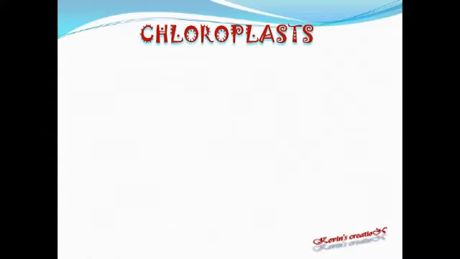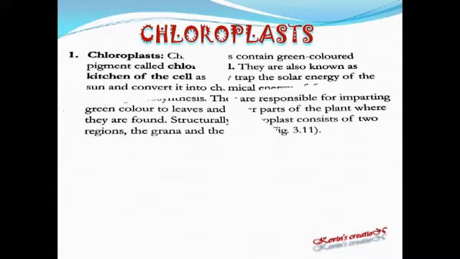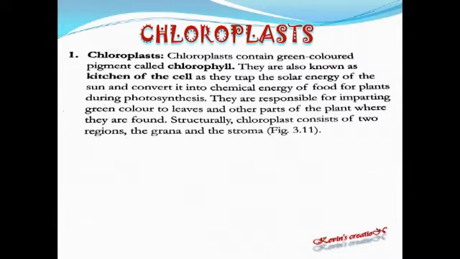First one, you are familiar with chloroplasts. They have a green colored pigment which is called chlorophyll. Since they are green in color, they also help the plant to prepare food, and that is why the chloroplasts are also called the kitchen of the cell, because food is prepared, as they trap the solar energy of the sun and convert it into chemical energy of food for the plants during a process, photosynthesis.